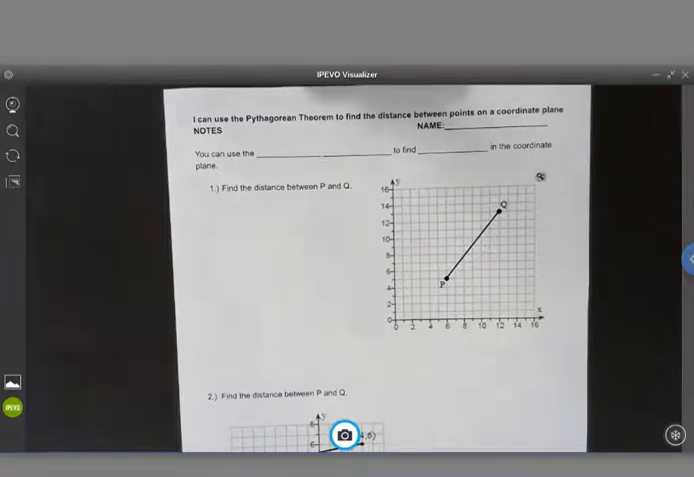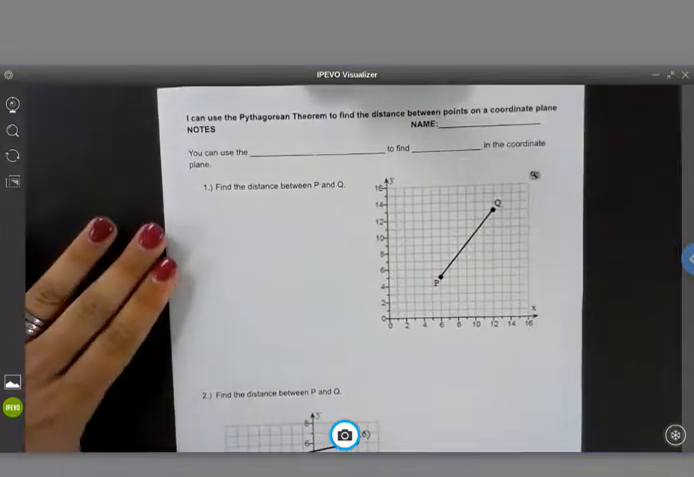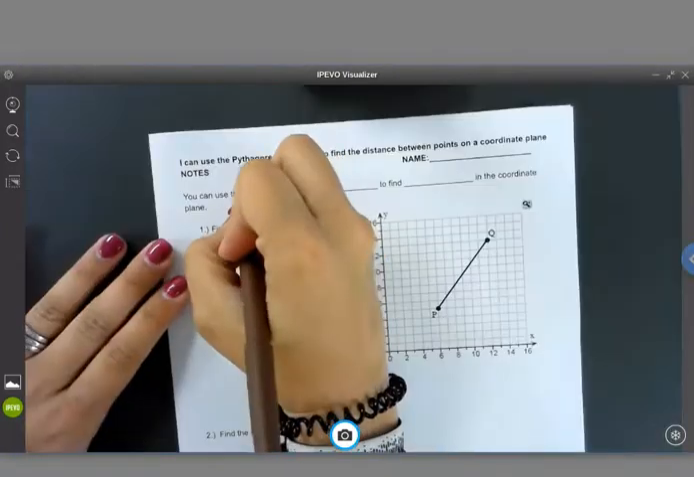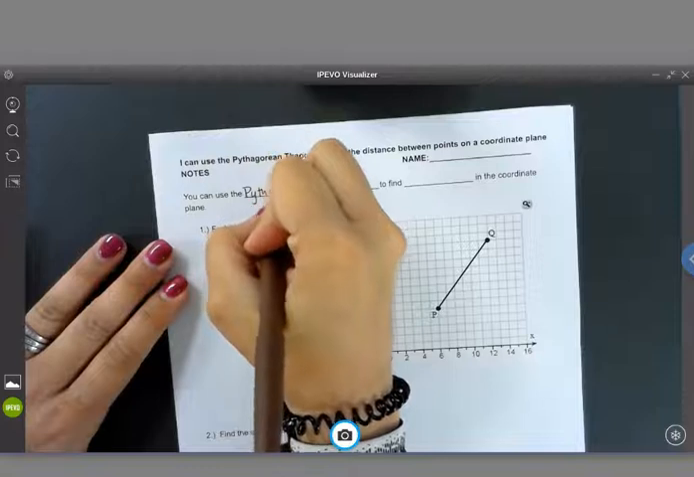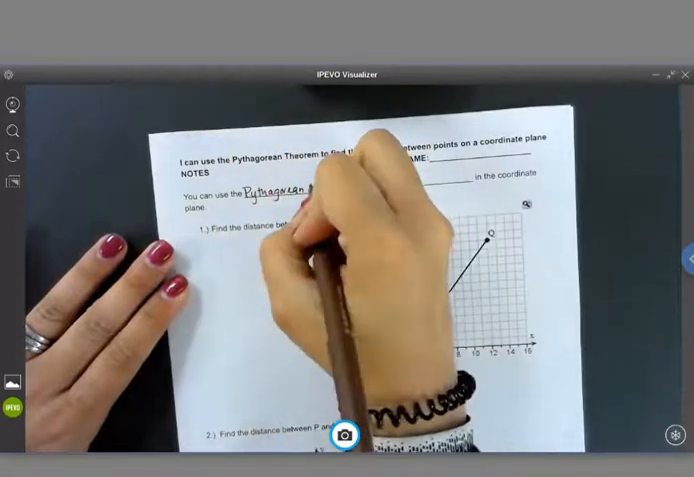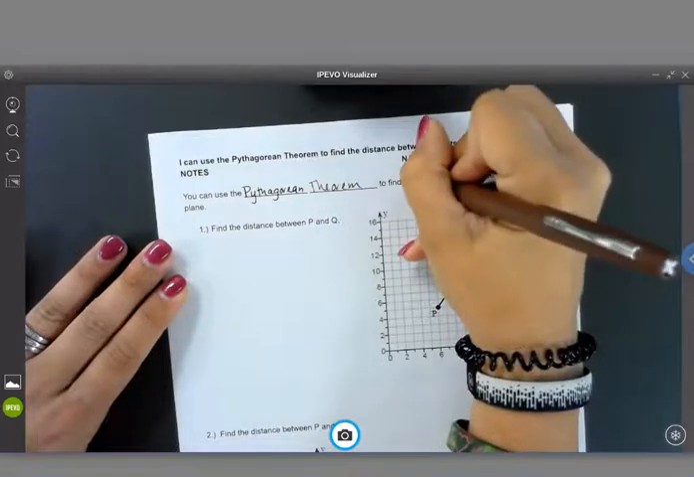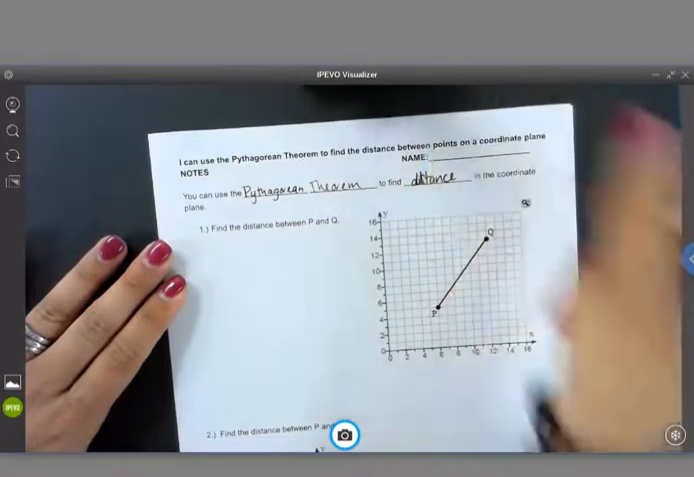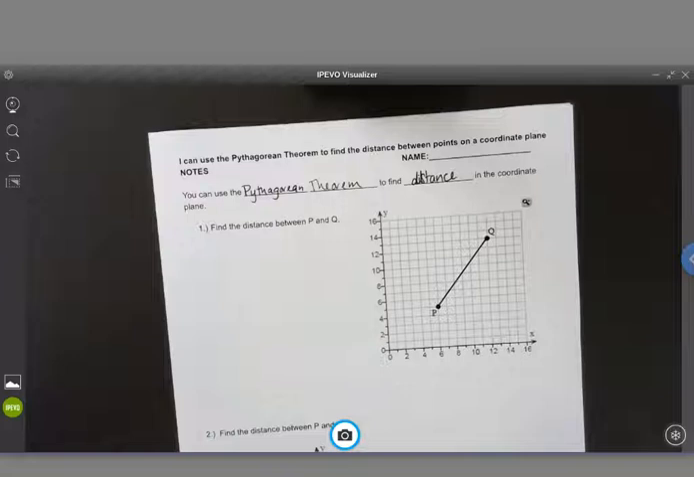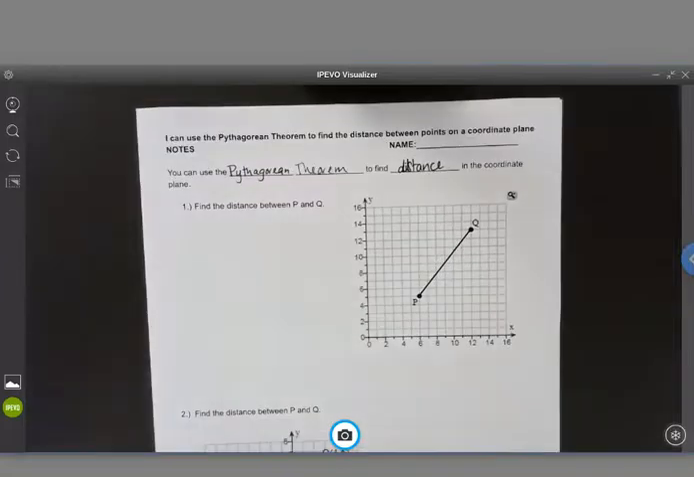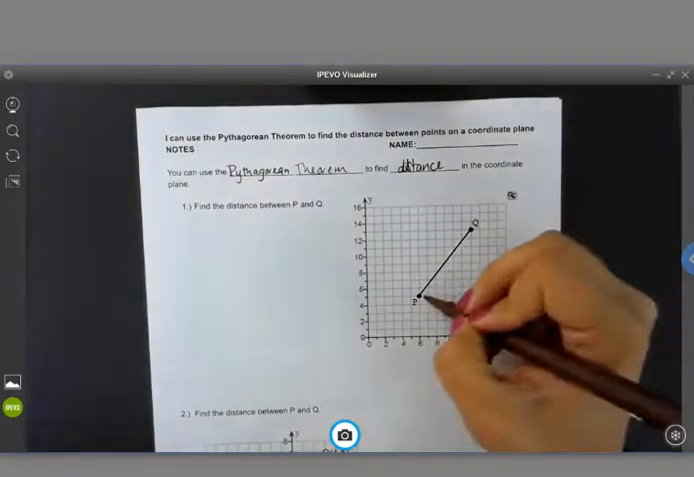All right, this is our last video dealing with Pythagorean Theorem. In this video, we're going to talk about how you can use the Pythagorean Theorem to find distance between points that are on a coordinate plane. Okay, so you can use the Pythagorean Theorem to find distance in the coordinate plane. Okay, so on this first problem it says find the distance between P and Q.